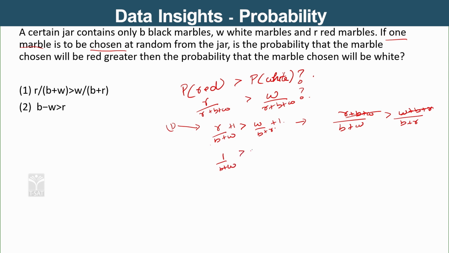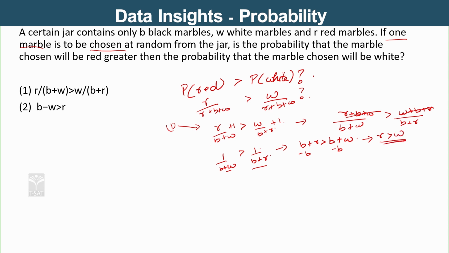B plus W will be greater than 1 by B plus R. Again, B plus W is positive, B plus R is also positive. So, if you cross multiply, the inequality still remains unchanged. So, B plus R is greater than B plus W. Now, on both sides you can subtract B and the inequality sign will remain the same. So, B plus R minus B is R, B plus W minus B is W. So, R is greater than W.